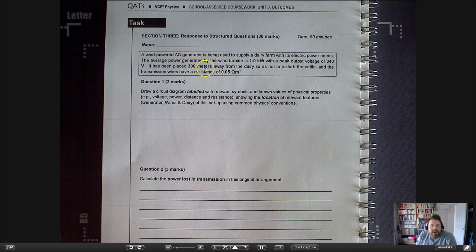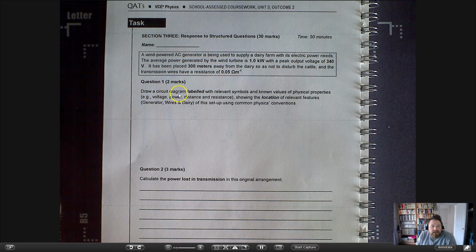It has been placed 300 meters away from the dairy so as not to disturb the cattle. Another thing to look out for: 300 meters away means that there's at least 600 meters worth of wire, because it's got to go both ways. And the transmission wires have a resistance of 0.05 ohms per meter.